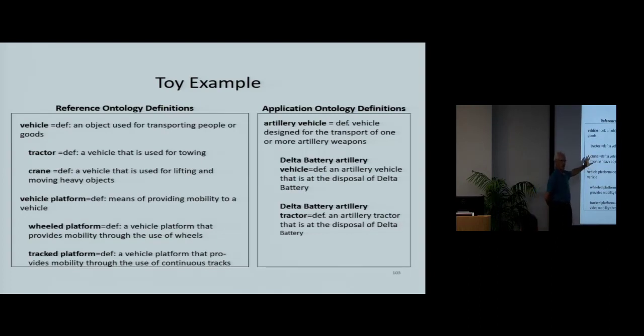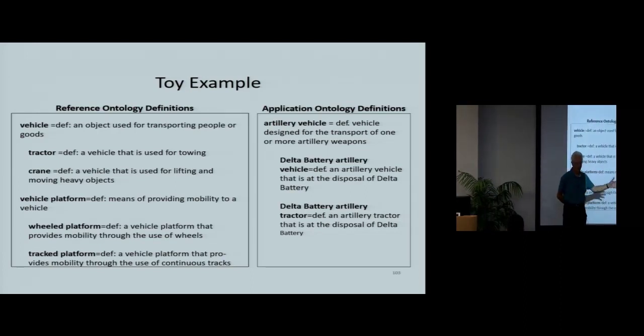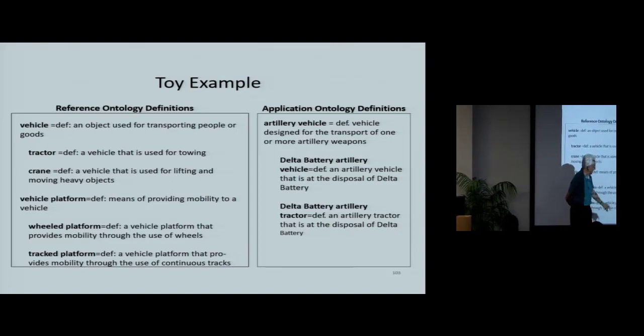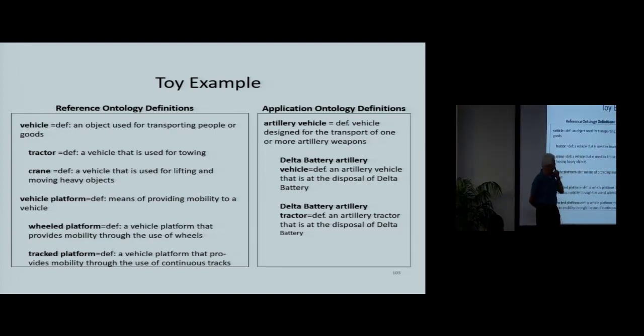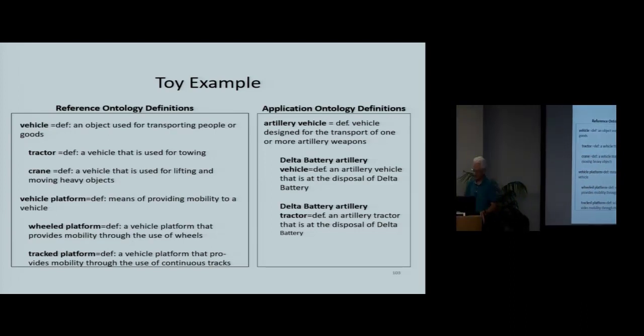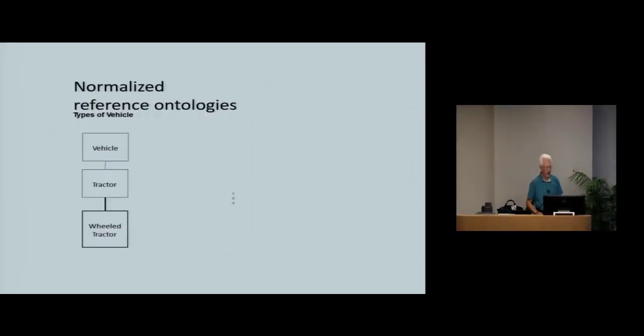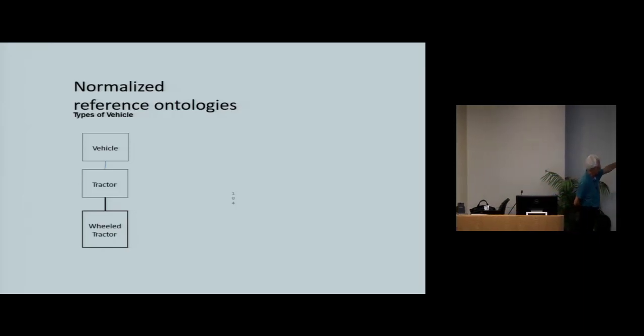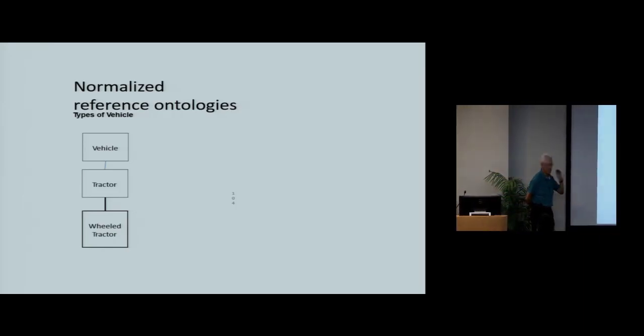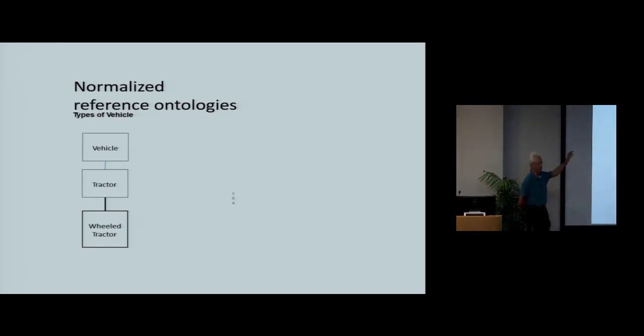The reference ontology is for those terms which really capture the nature of the things that they're describing. Application ontologies are about specific uses or specific roles or specific circumstances. And so this is an application ontology created for the Delta battery artillery vehicle maintenance. So the Delta battery has artillery vehicles and it has artillery tractors. Now our reference ontology is very simple. We have vehicles, tractors, and wheeled tractors. Every wheeled tractor is a tractor, every tractor is a vehicle.